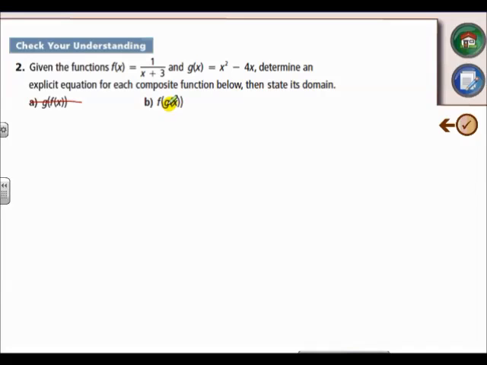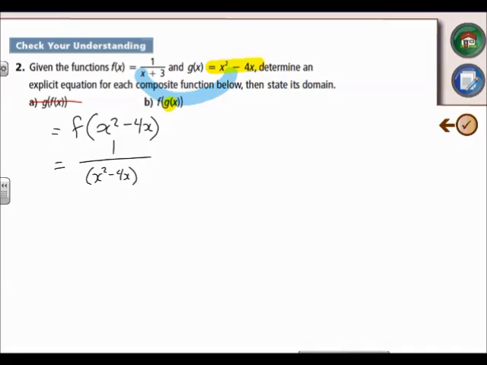So we're taking this and stuffing it in for the x on the other one. Let's do it. So we've got f of, substitute, x squared minus 4x. So into f, put the x squared minus 4x wherever you see an x. There's one: x squared minus 4x plus 3 equals 1 over x squared minus 4x plus 3. Perfect. Done deal. That was not too bad.